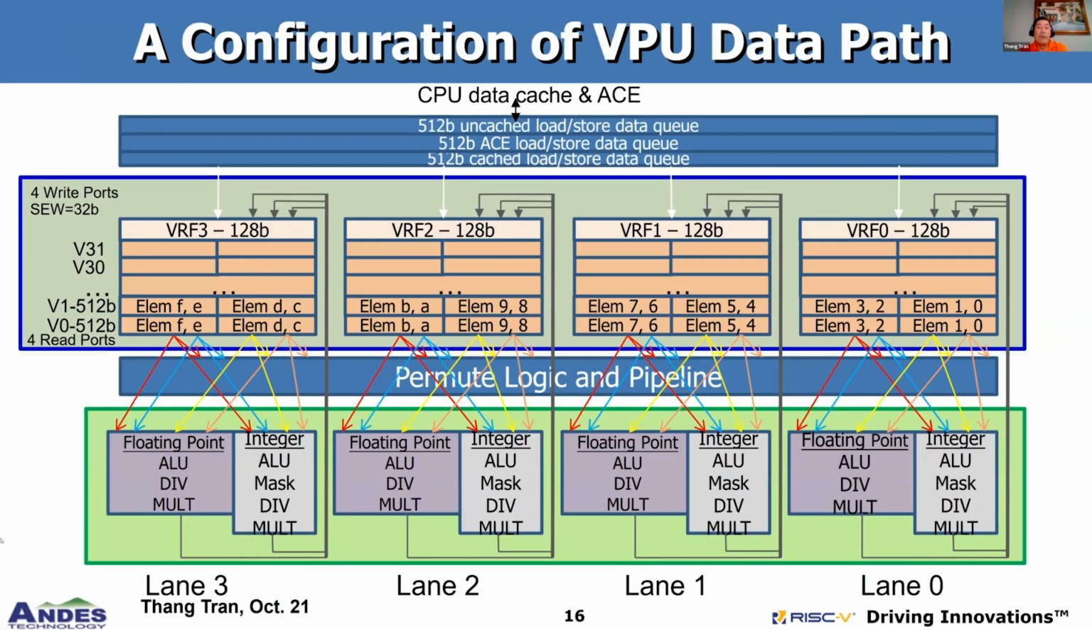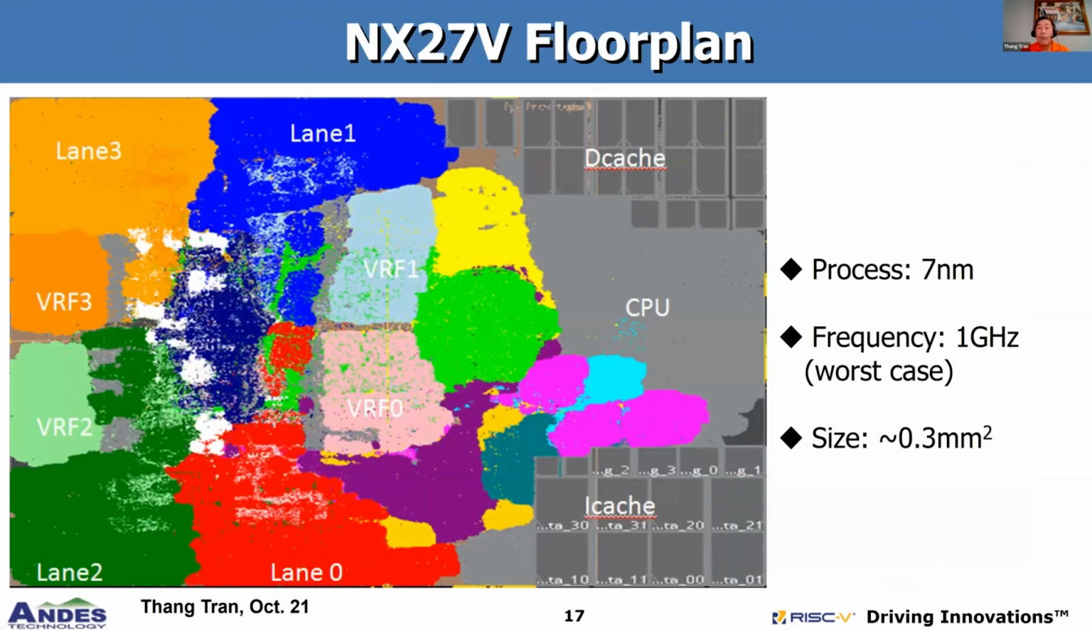Here we show that the VPU is designed with 4 lanes. Within the lanes, the data is routed and stays within the lane, so the compute instruction, which is important for clock frequency. Each lane is 128-bit. We have a permute logic, and the load store will take an extra cycle for routing data across the lanes.